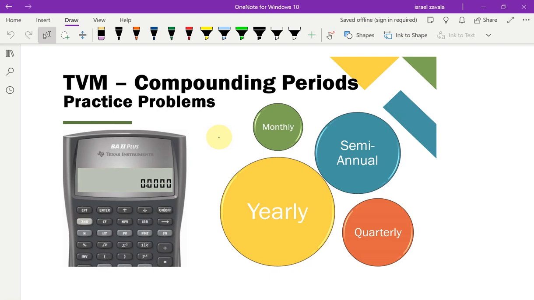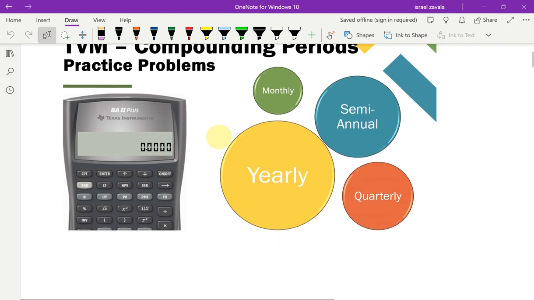Welcome back, students. Today we're going to be talking about different compounding periods and how they relate to time value of money. So far, in every problem that we've done up until this point, we have been working in terms of years. 1 year, 5 year, 10 year, 20 year, 30 year. Now we're going to get a little bit more specific and we're going to learn about other compounding periods, which are actually going to be more realistic.